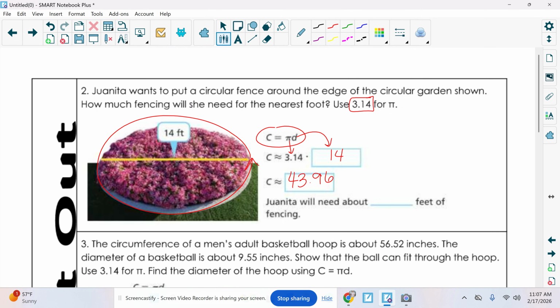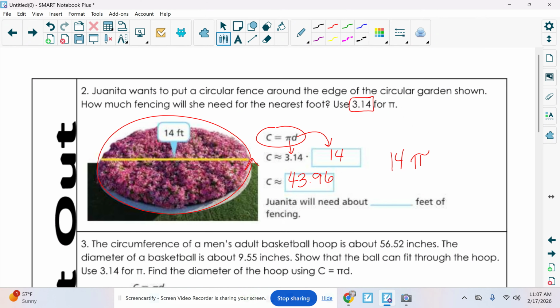Because 3.14 is a rounded number. It's not the exact pi. Okay? If we wanted the exact pi, we would leave the pi symbol there and we would put the 14. So, in your calculator, put 14 and then the pi symbol. It's the third button under the green button. And then hit the double arrows.